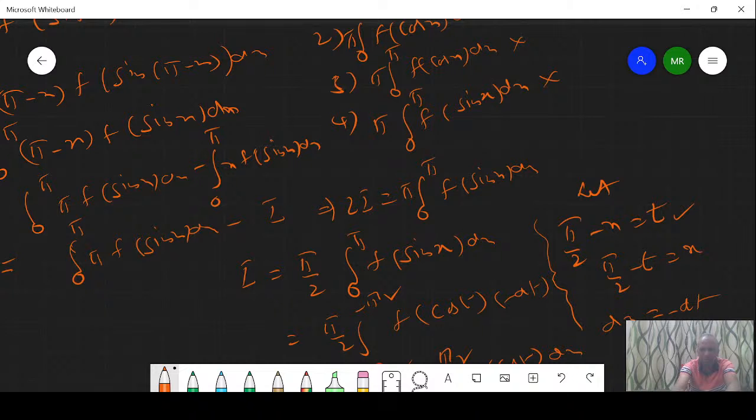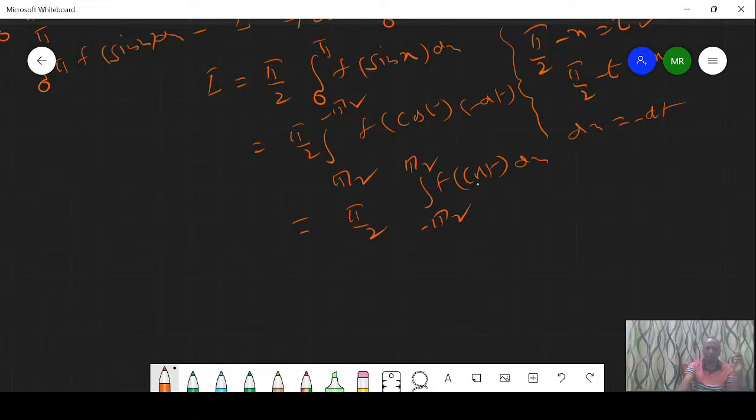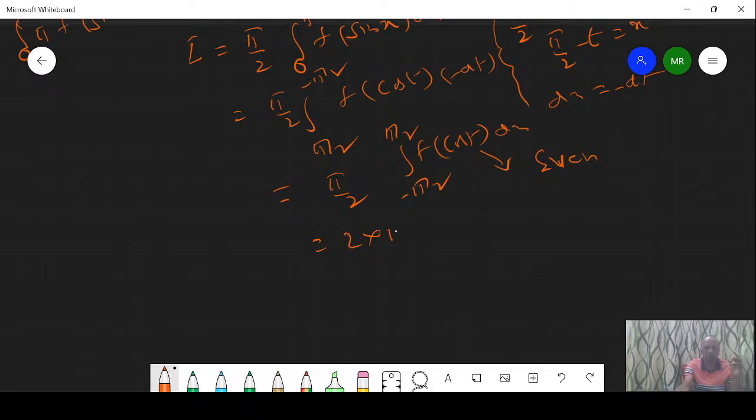Now when I have done this part, I got integral of pi by 2 minus pi by 2 of f of cos t dt. Now you can check here: verify whether it is an even or odd function. This is an even function, right? Since the function is even, I can write this as 2 into the integral from 0 to pi by 2.